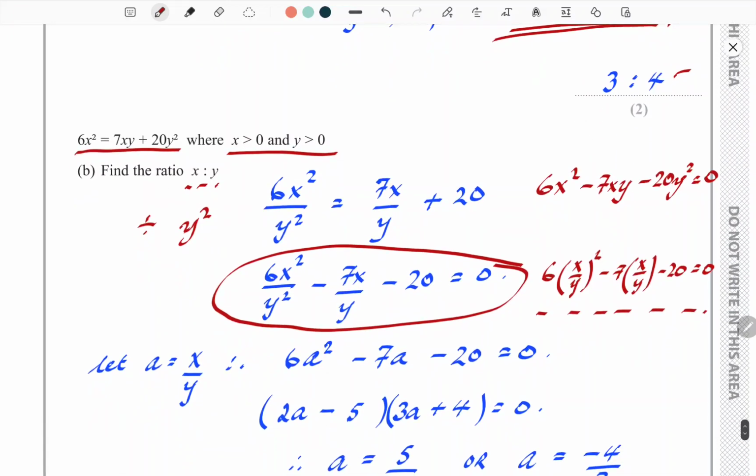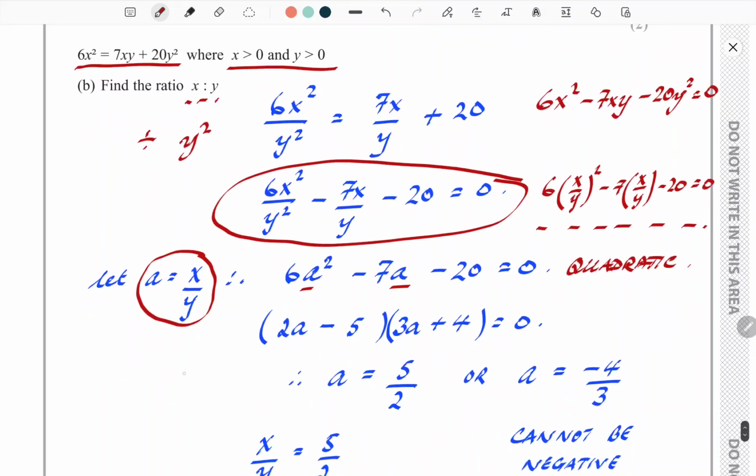All right. So if we use a little transformation, let any letter you want to pick, a equals x over y, for example. So let a equal the term x divided by y. Replace that. So that becomes 6 times a squared minus 7a minus 20. That's a normal looking quadratic, something you're more used to seeing. All right. And then factorize that.